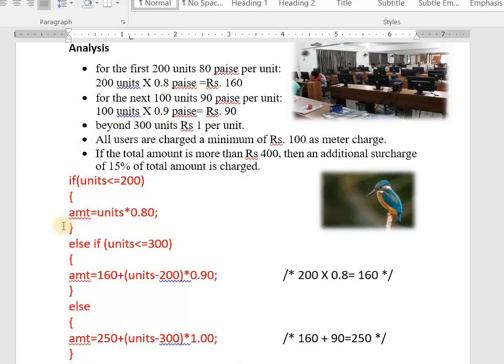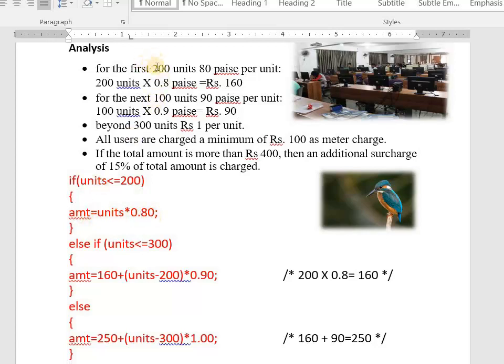See, I explain all the conditions slowly so that you can understand. What is the first condition? For the first 200 units, 80 paise. If units is less than or equal to 200, how much do we charge? 80 paise. Means number of units consumed into 80 paise. Units into 0.80, that is the amount. First condition is over.